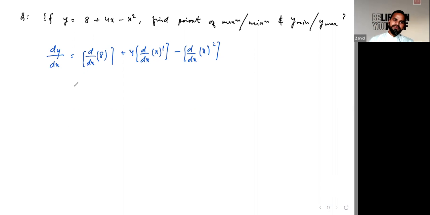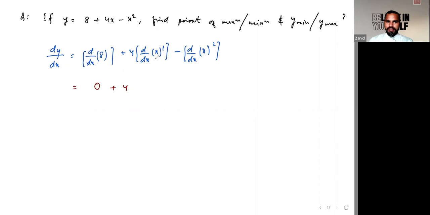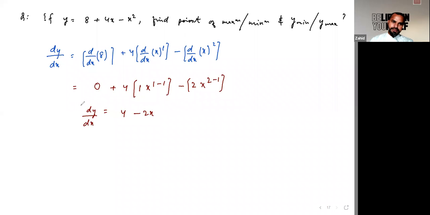Fawaz, just tell me differentiation of this 8 is? Sir, it will be 0. Good. Plus 4 being coefficient. Here we have x raised to 1. So on differentiating, it will be nx raised to n minus 1, minus, here we have x raised to 2. So it will be nx raised to n minus 1. Now, if you simplify it, you will get 4 times x raised to 0, which would be just 1, minus 2x, is equals to dy dx.